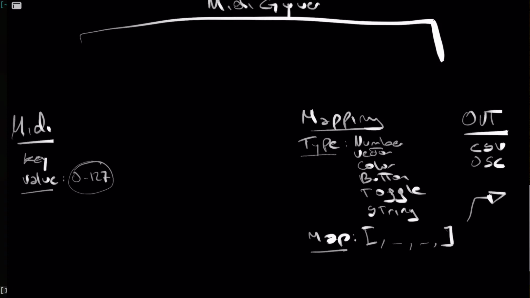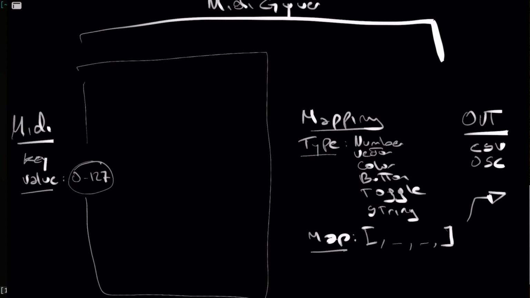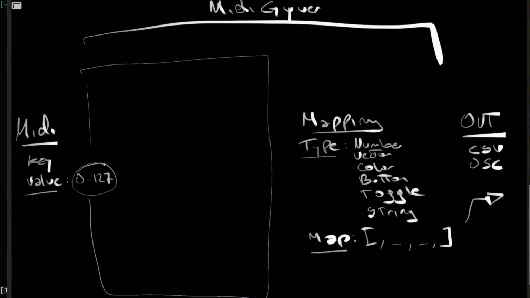But what I want to talk about today, and the scripting that we're going to do, sits between the MIDI event entering MidiGyver and the mapping, so previous to the mapping. And I call this shaping.